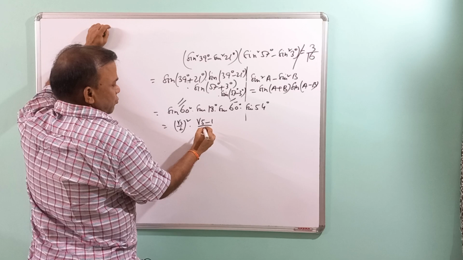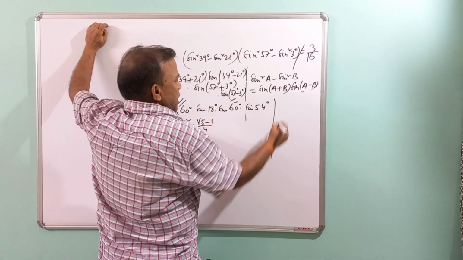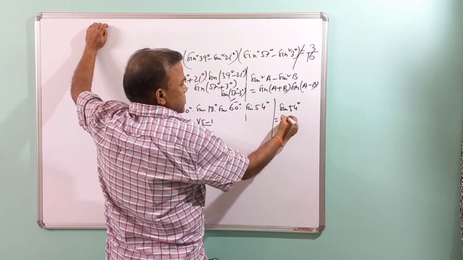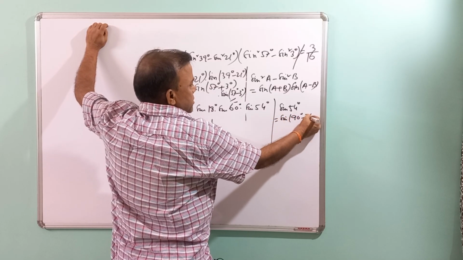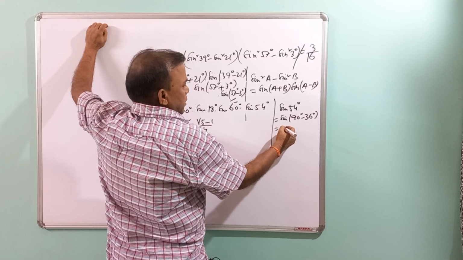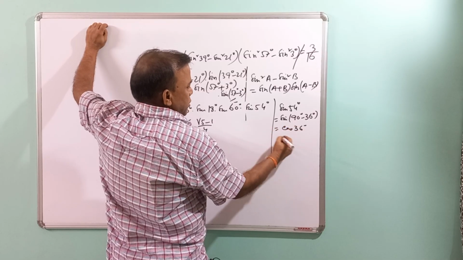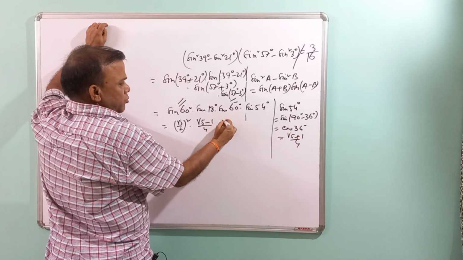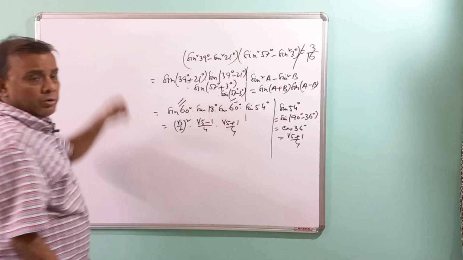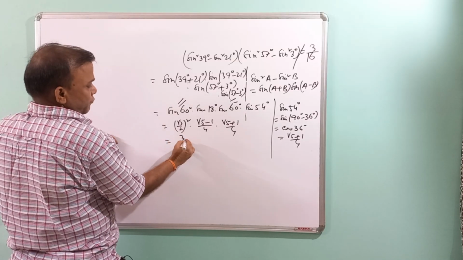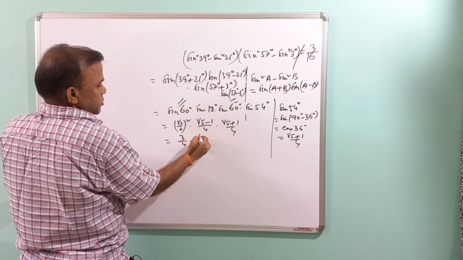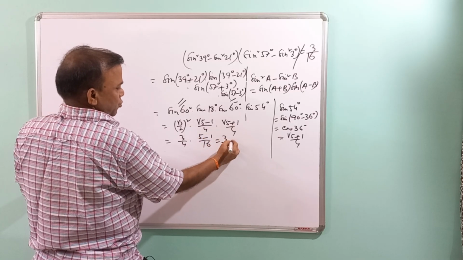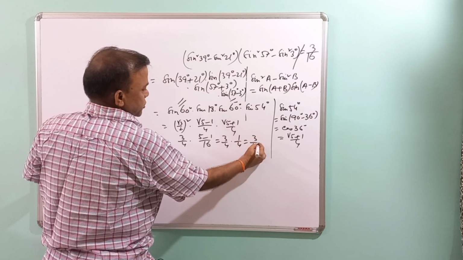and sin 18° is (root 5 minus 1) by 4, and sin 54° can be written as sin(90° − 36°), that will be cos 36°. Cos 36° means (root 5 plus 1) by 4. Therefore it will be (root 5 plus 1) by 4. Okay, 3 by 4 into (a² − b²), (5 − 1) by 16. Therefore 3 by 4 into finally 1 by 4, that is 3 by 16.